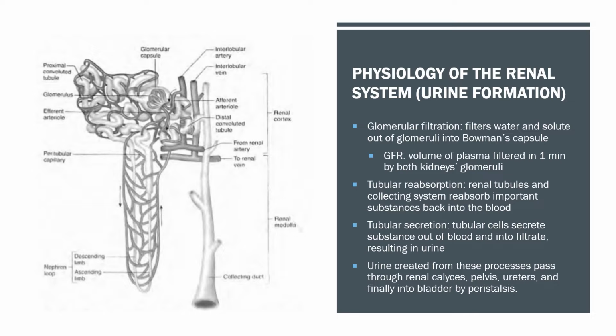The urine created from these processes pass through renal calyces, like we mentioned before, the renal pelvis, ureters, and finally into the bladder by peristalsis.